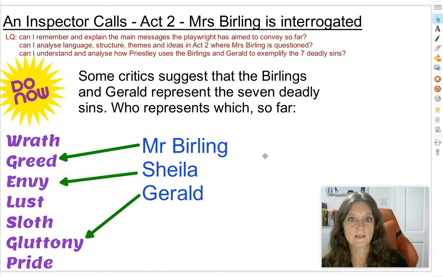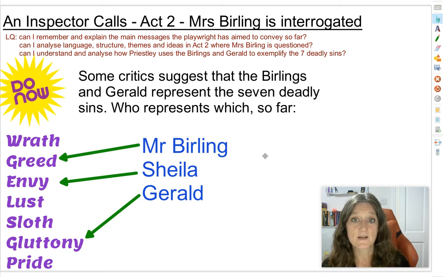Okay, so I've put Mr Birling down for greed, because he is a greedy businessman. He doesn't want to give his workers a pay rise, because that will cut into his profits. To him, everything is all about making money, making profit. Even Sheila's marriage to Gerald, he sees as an opportunity to make even more money. So a real sense of greed with Mr Birling. And remember, greed is not to do with food, it's about wanting stuff.